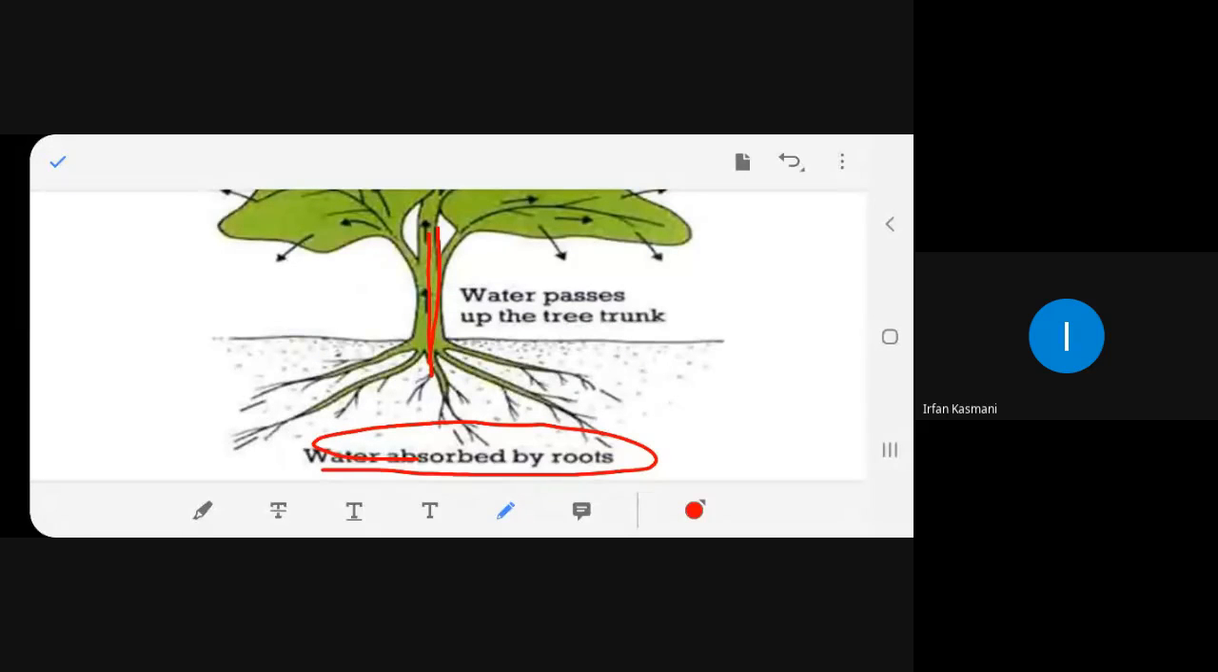Hello? Did you understand, beta? Yes, ma'am. And this is how the water passes up the tree trunk. This is how the water moves up the tree trunk. This is the mechanism. If the suction pull is not created, if the water does not evaporate from the leaves, the water will not move up. Do you follow me? Yes, ma'am. Okay.